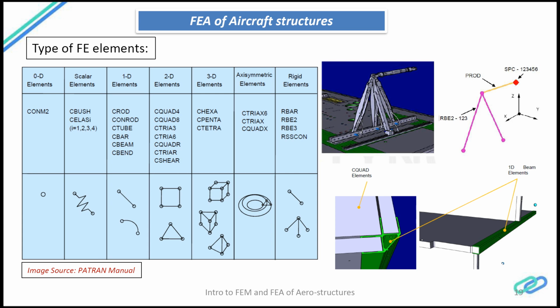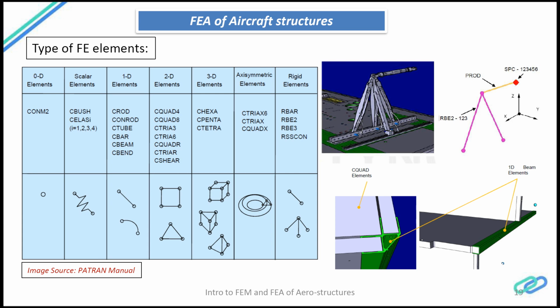And moving on to 1D elements, we have different types of 1D elements available within Patran and Nastran. First one is CROD. This is the rod element, and CONROD is the same as the rod element but with enhanced capability. And then CTUBE, which is for modeling a tube. It has a little bit of flexure, bending capability.